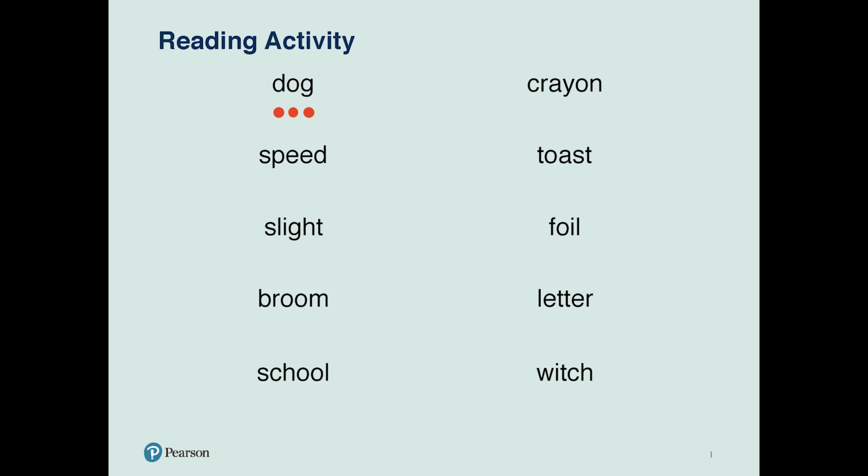Okay, doesn't actually matter if you haven't finished, but I hope you're beginning to get the hang of this. So let's just go through them. 3 in dog. In speed, of course, we've got 4: s plus p plus e plus d. So I've got bean, bean, sausage, bean, and there's 4. In slight, I've got 4. In broom, 4. In school, 4. In crayon, 5. In toast, 4. In foil, 3.